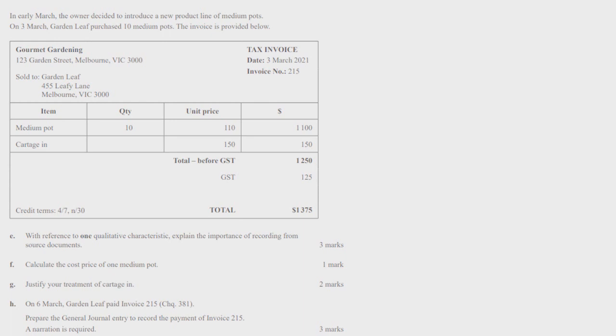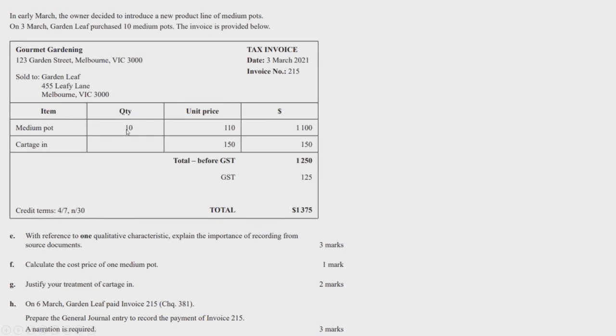F, calculate the cost price of 1 medium pot. How are you going to calculate the cost price of 1 medium pot? Well, they tell us they're $110 each, and it's 1,100, and there's cartage in. Now this cartage, are we able to easily, on a logical basis, divide that per unit? Yes, because it's only one type of pot. So 150 divided by 10 gives you 15. So you can easily divide that cartage in per unit. So your answer should be 110 plus 15, which is $125 per pot.